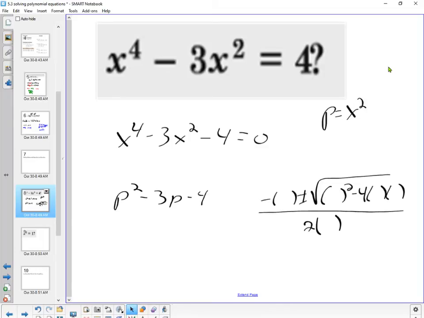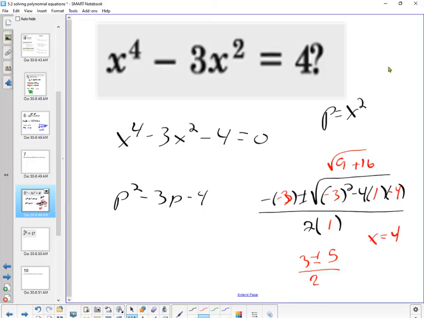So in this case, b is negative 3. A is 1. And then I've got negative 4, right? So that's going to give me 3 plus or minus something over 2. 3 squared is 9. Negative negative is going to make a positive, so this is a plus 16. That's going to give me 25, right? So what's 3 plus 5? 8. 8 divided by 2? 4. So p is equal to 4. 3 minus 5 is negative 2. Negative 2 divided by 2 is a negative 1. And there's my solutions again.